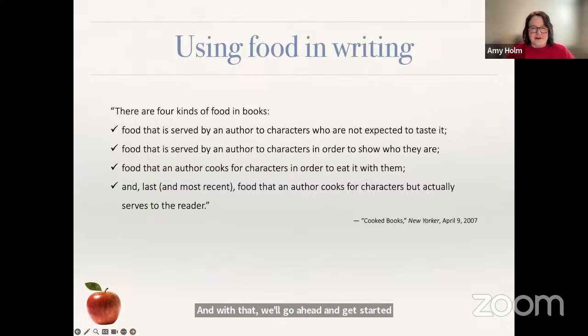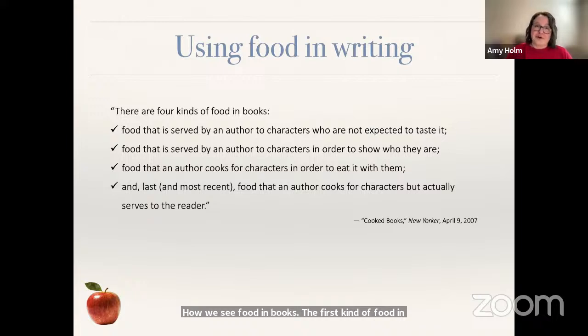I found an interesting article that I thought did a good job of summarizing how we see food in books. The first kind of food in books is food that is served by an author to characters who are not expected to taste it. So this I interpret as food that just accompanies a story. It's there, but it's not a heavy focus.